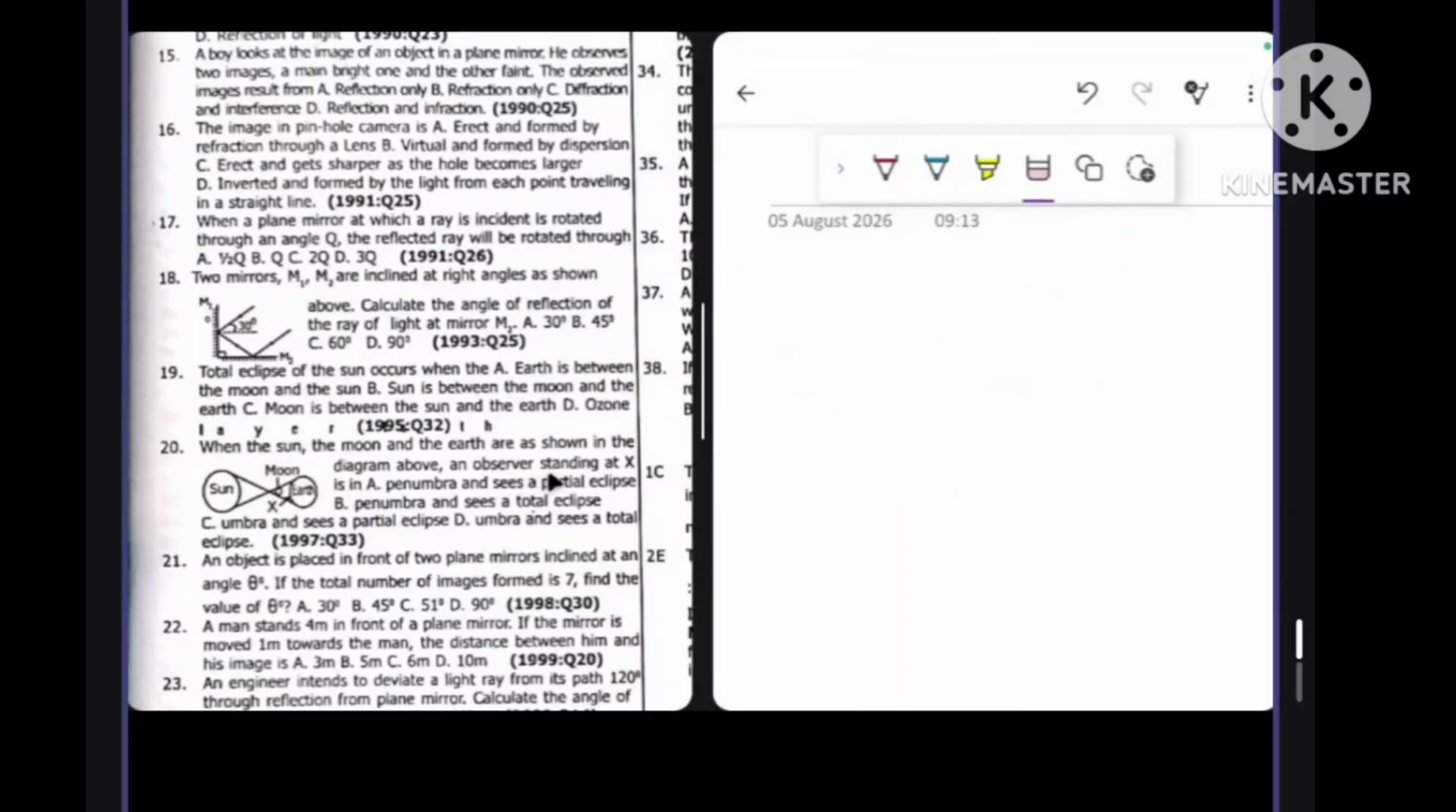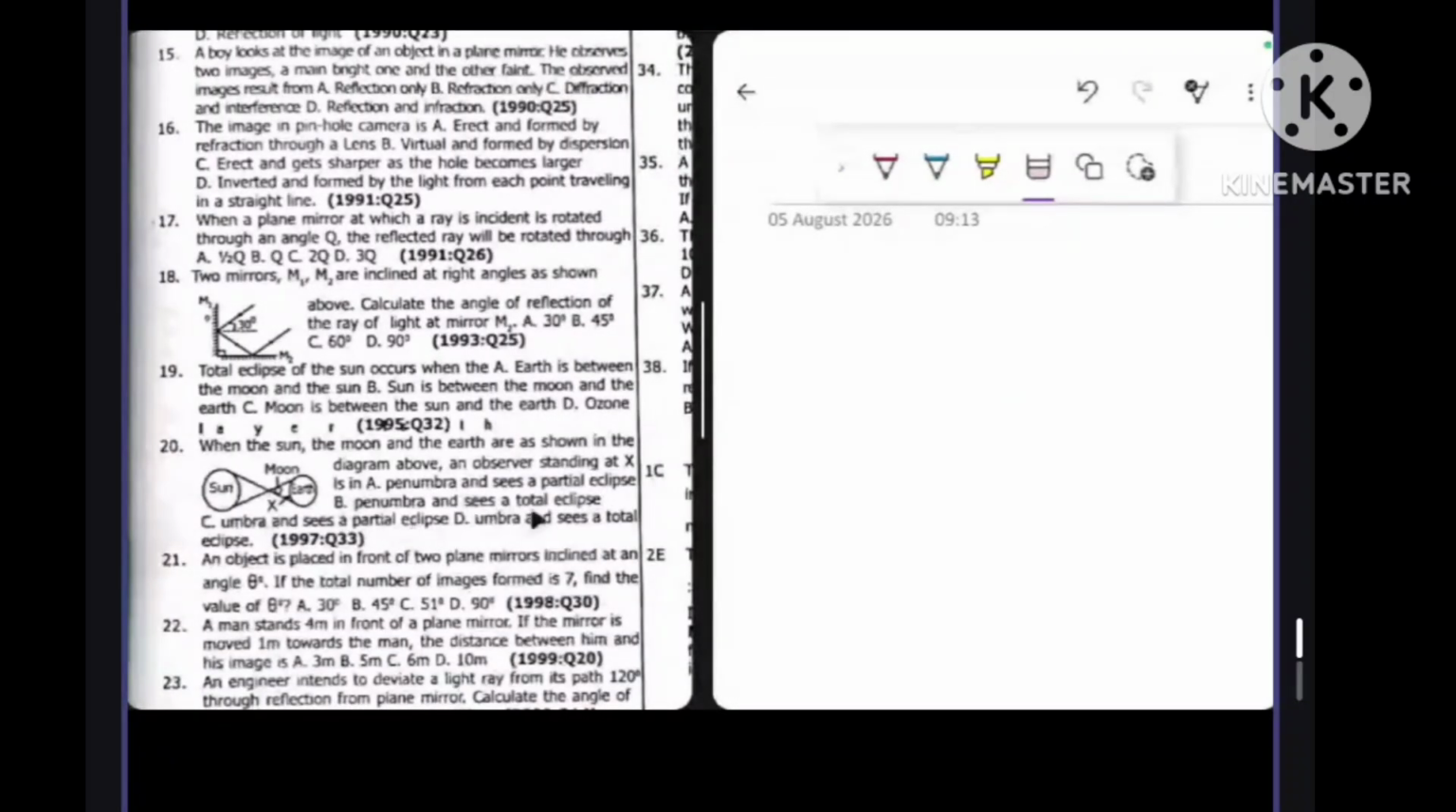Question 20 says, when the sun and the earth are shown in the diagram above, which is this diagram here, an observer standing at X is in what position? This is observer X. What position is that observer standing in? Is it A, the penumbra, and therefore sees the partial eclipse? B, the penumbra, and therefore sees the total eclipse? C, the umbra, and sees the partial eclipse? D, the umbra, and sees the total eclipse? What do we think is our answer?